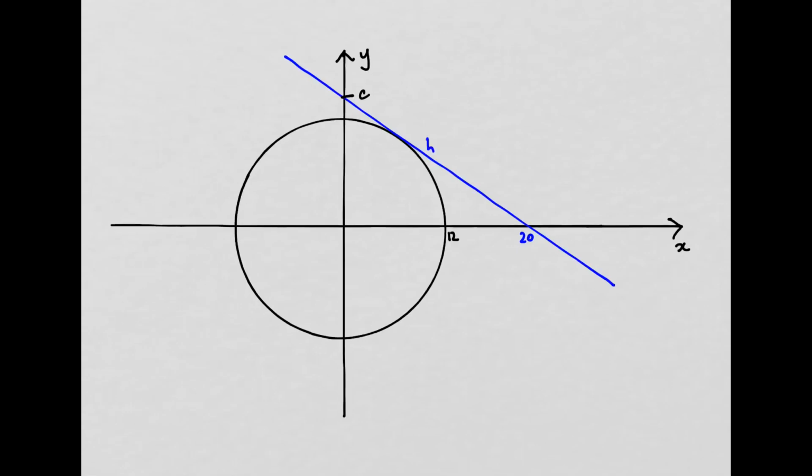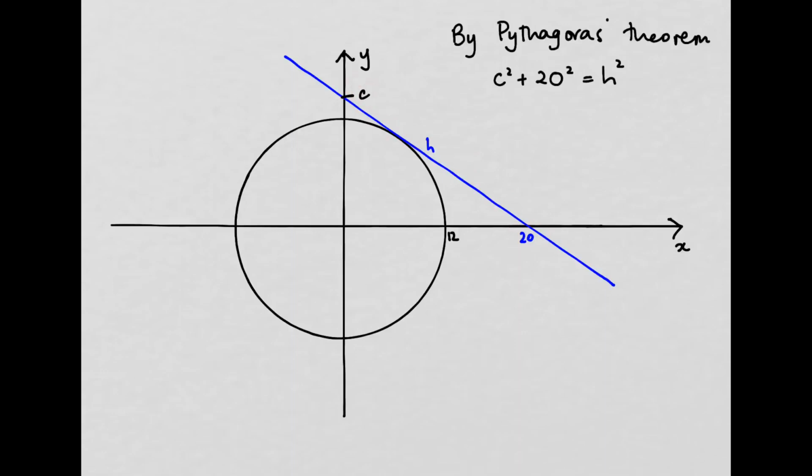And I'm also going to label this distance between C and where it crosses the x-axis as H, because it's the hypotenuse of this right-angled triangle. And right-angled triangles are kind of the key in this, so we've already got one triangle with side lengths C, 20 and hypotenuse H. So by Pythagoras' theorem, we have that C squared plus 20 squared is equal to H squared.